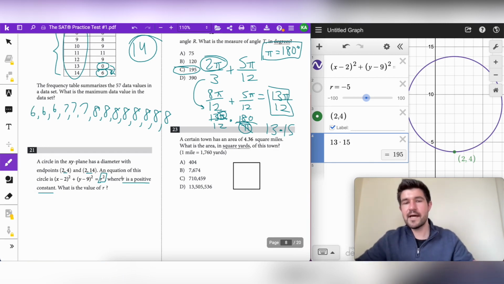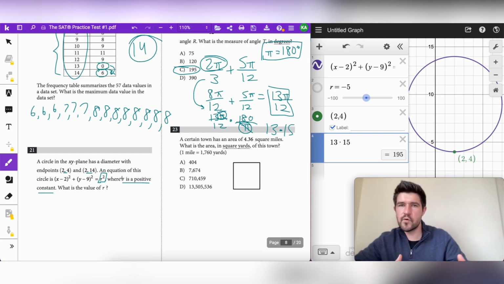Now, it doesn't matter that the town isn't necessarily a perfect square. This is still going to work because the area is still in square miles. Okay, I'll just say that first. So if the area is 4.36 square miles, that means that we could find the side length of a square of the same area. So how would we do that?